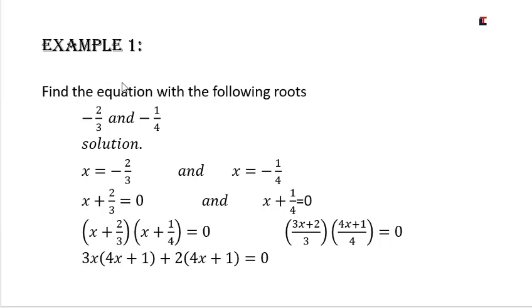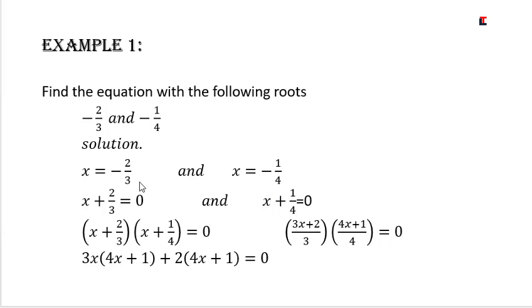So, example 1. Find the equation with the following roots: minus 2 all over 3 and minus 1 all over 4. So these are the two roots. The first thing for me to do is to equate this to x and equate this to x. Don't forget, since this is quadratic, it means there must be two roots. I will equate this to x, so x equals this, and equate this to x, which is this.